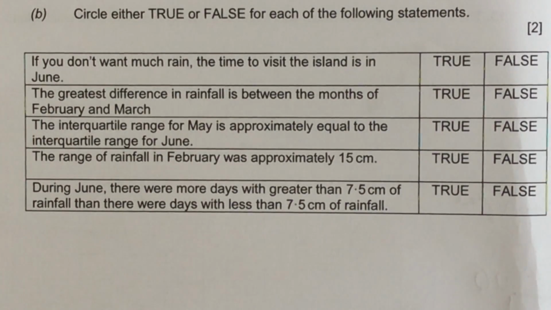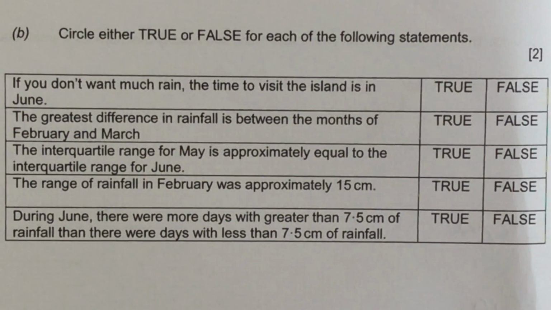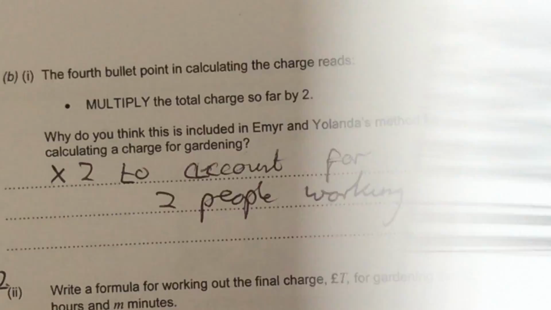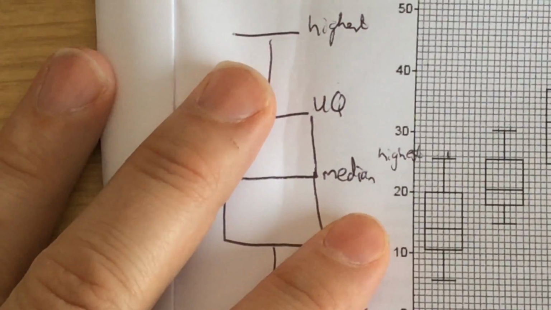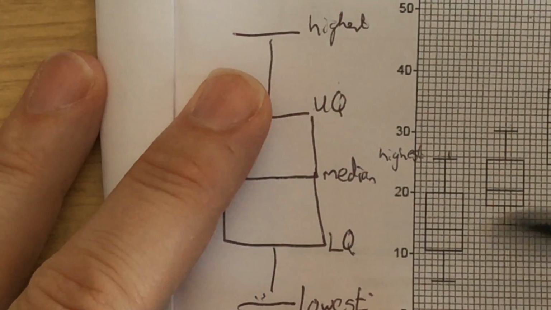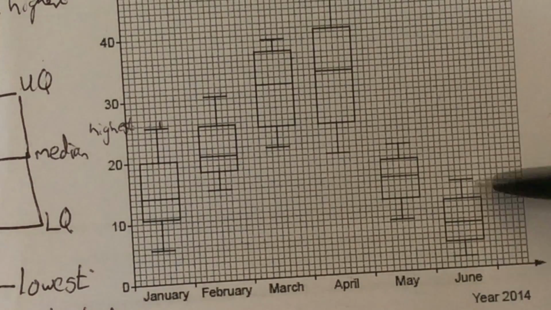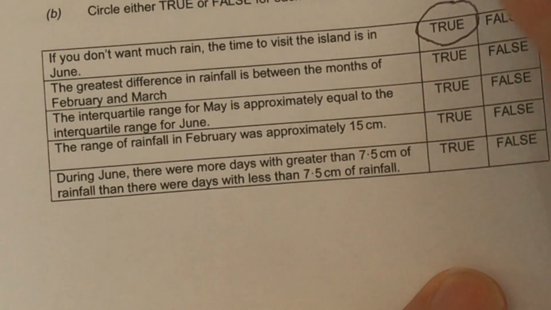13b. Circle either true or false for each of the following statements. If you don't want much rain, the time to visit the island is in June. So going back to the graph, June has the least rain in the year, so that's going to be true because June has the lowest point for the rain. So that's true.